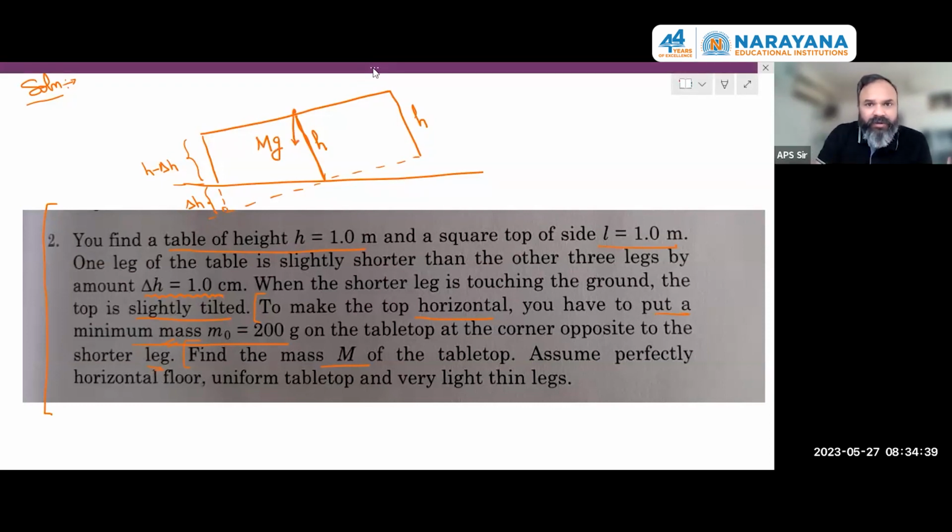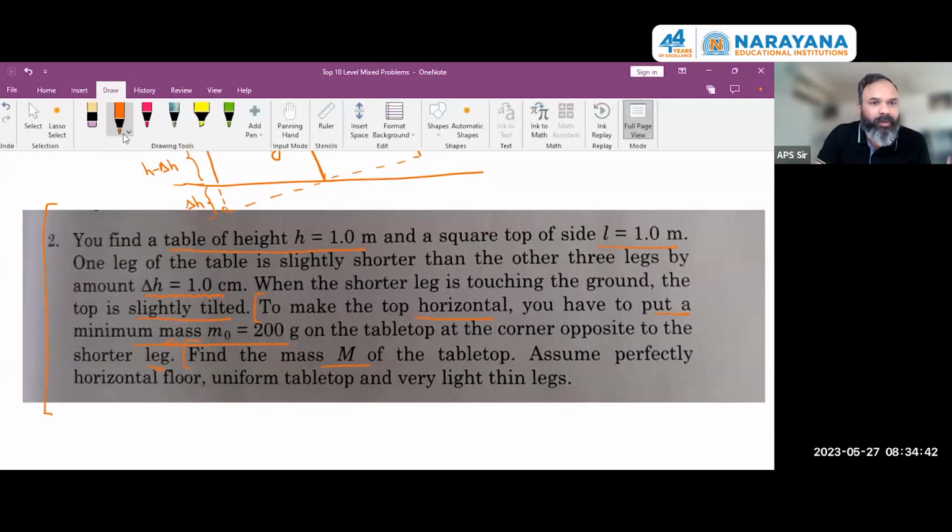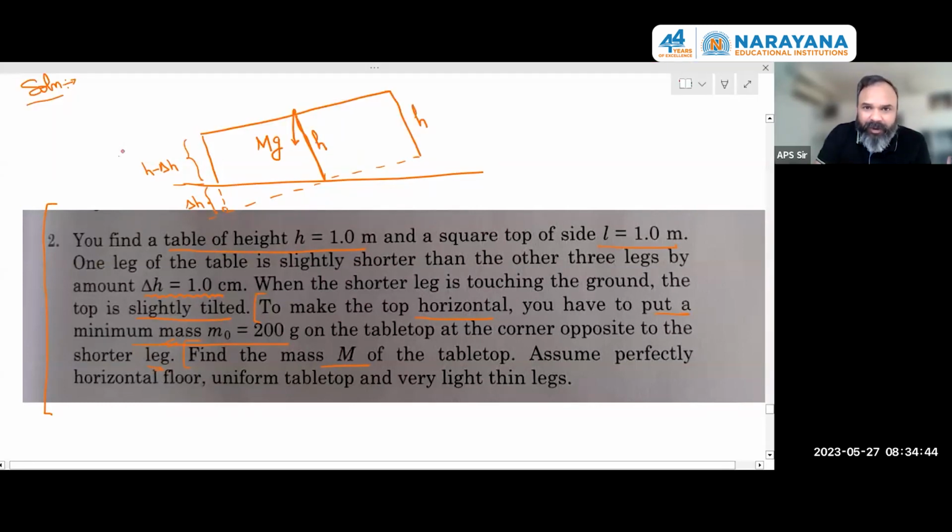And he has kept a small mass m0 to balance the tabletop. That mass will be kept somewhere here, which is diagonally opposite to this point, where the leg is already shortened. And that minimum mass which you are keeping here is m0, so that mass is m0 g. Now remember, as you put this minimum mass m0 at this place, this end will just start to lift up. So practically the total torque will be equal to 0 about this line, or about this edge.